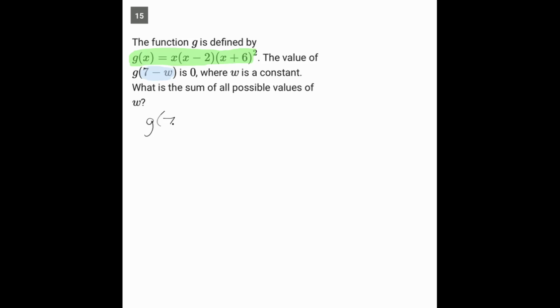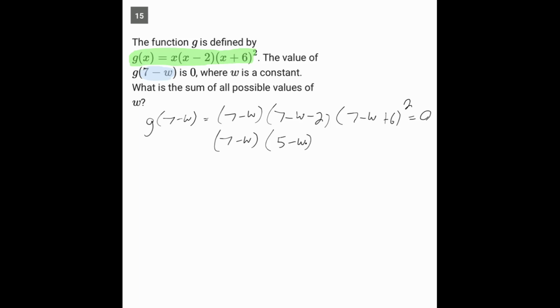So g of 7 minus w is (7 minus w), (7 minus w minus 2), and (7 minus w plus 6) squared. And we're being told that when you do that, it's all equal to 0. So let's simplify a little. 7 minus w, 5 minus w when you combine like terms, and 13 minus w squared.